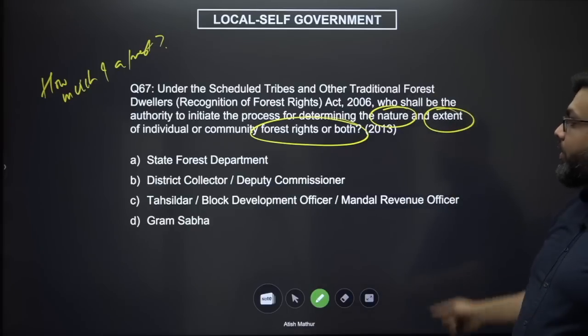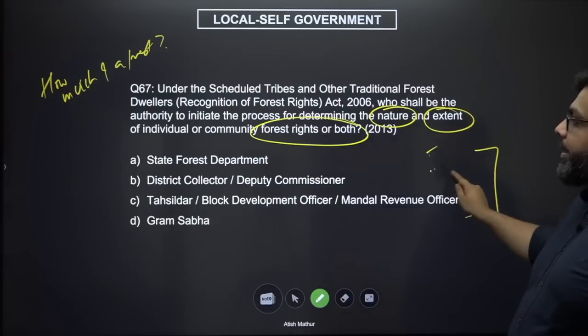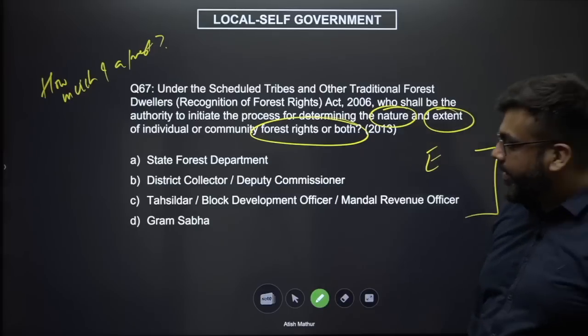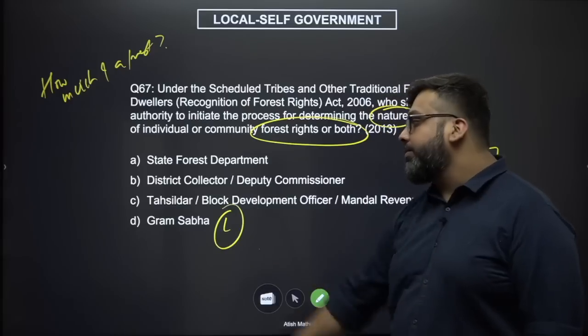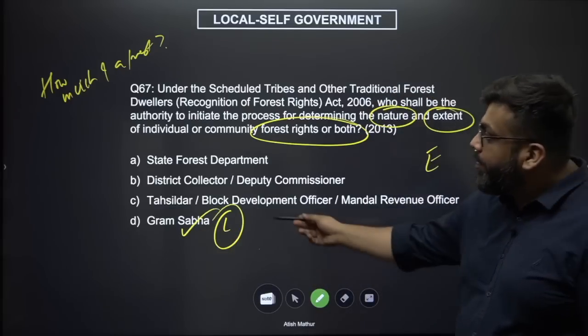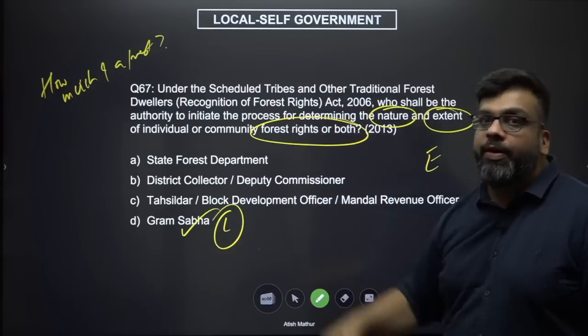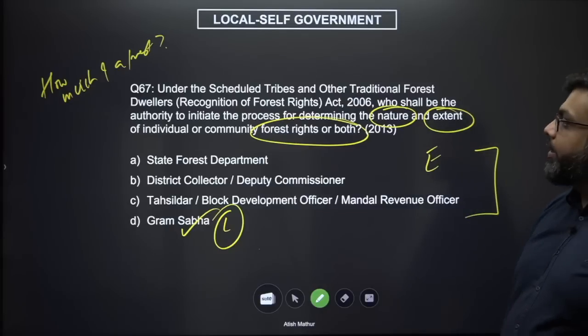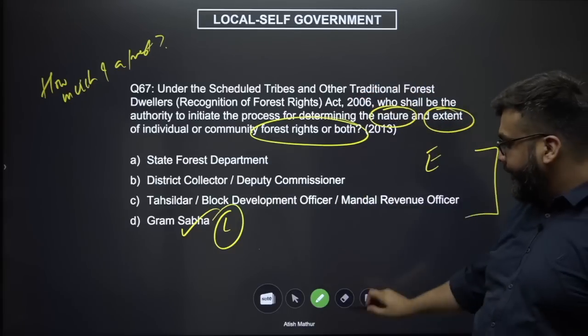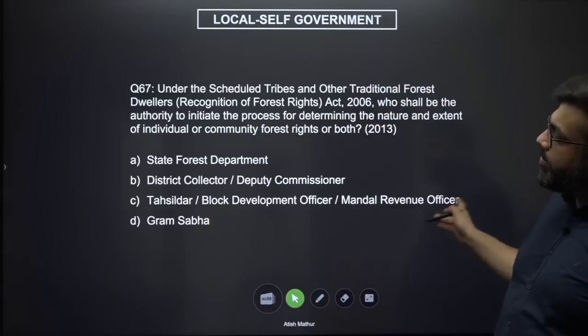Think about it. What is common to the first three? They're all executive. State Forest Department, District Collector, Tehsildar. The only thing which is a legislative entity is a Gram Sabha, and therefore this becomes your correct answer, because you are giving powers to perform a certain activity, right? Are they implementing it properly or not? The rest of the authorities can look into. So that is why it becomes the Gram Sabha.